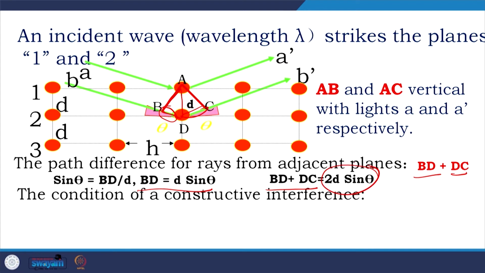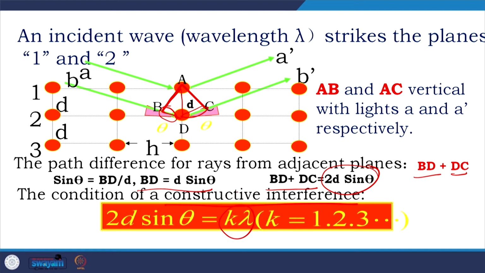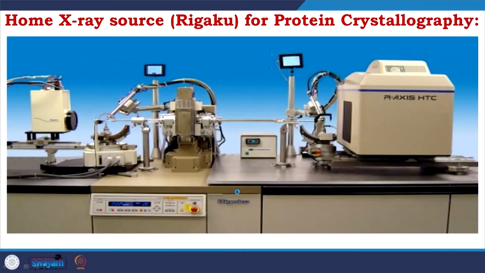When the waves are coming, they could be in destructive and constructive interference, and you need constructive interference for the detection to continue. So, 2d sin theta equals k lambda, where k is an integer like 1, 2, 3, and this is Bragg's law. 2d sin theta equals k lambda or n lambda, where k or n is an integer. This relation helps us tremendously in the field of crystallography.